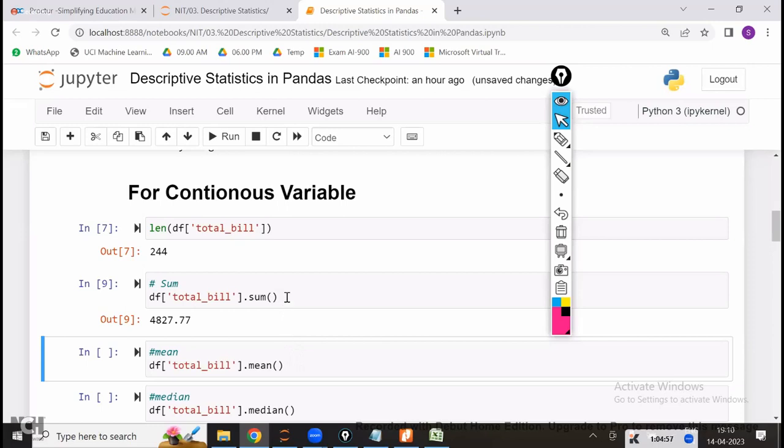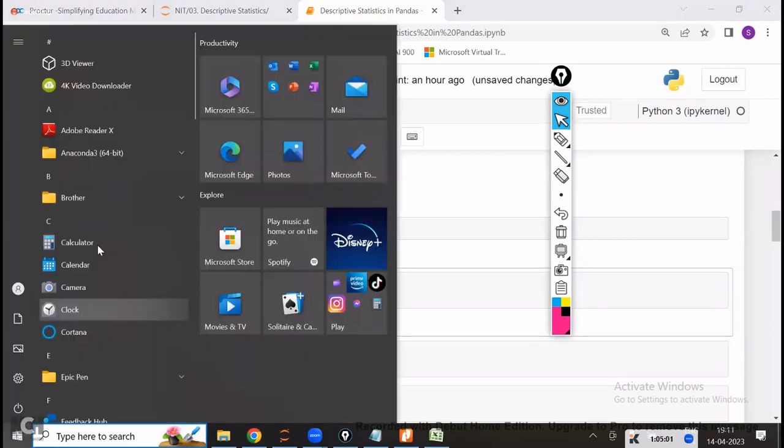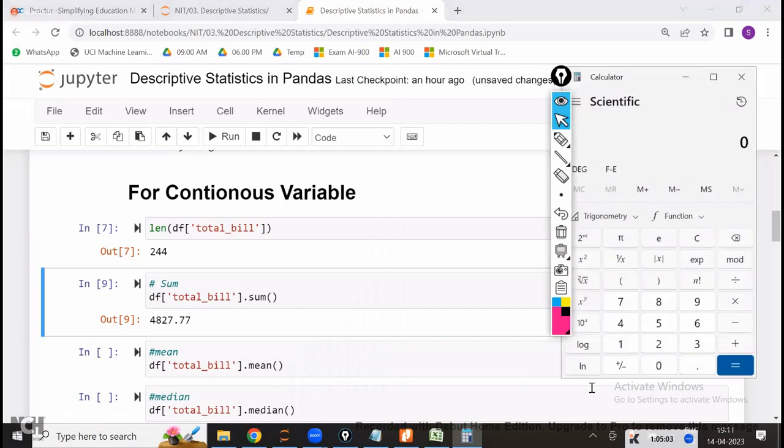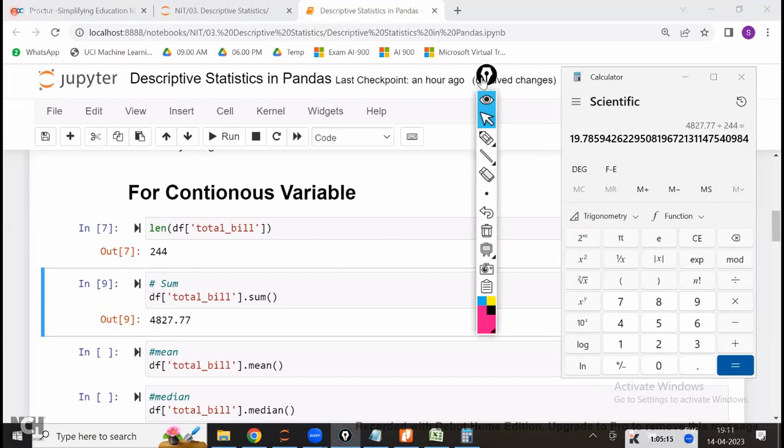Now, total divided by the length function. That is nothing but 4,827.77 divided by 244, which is nothing but 19.78. That is the mean value.